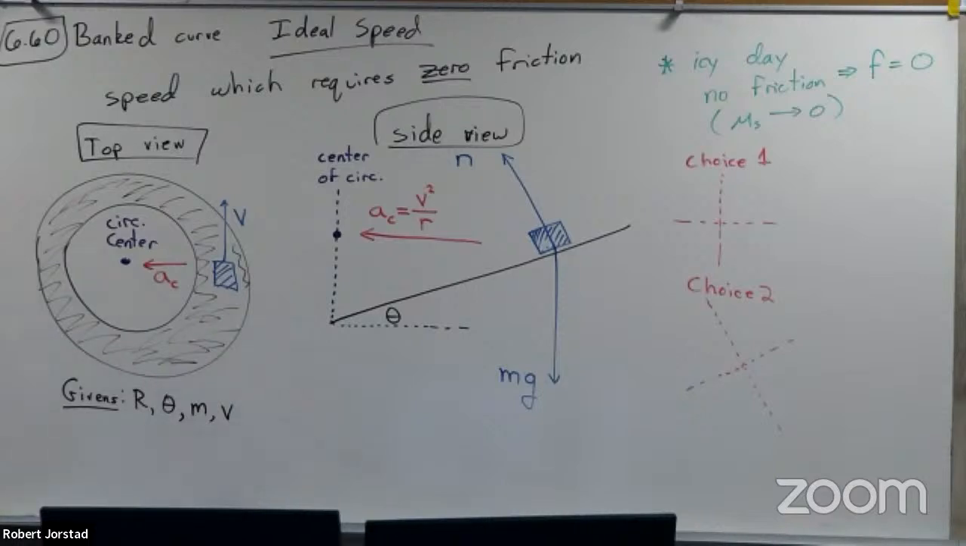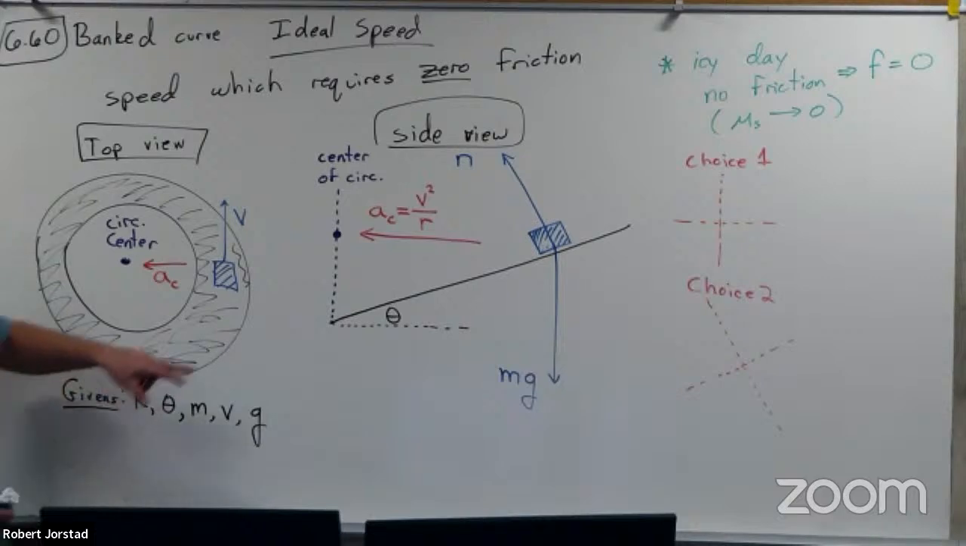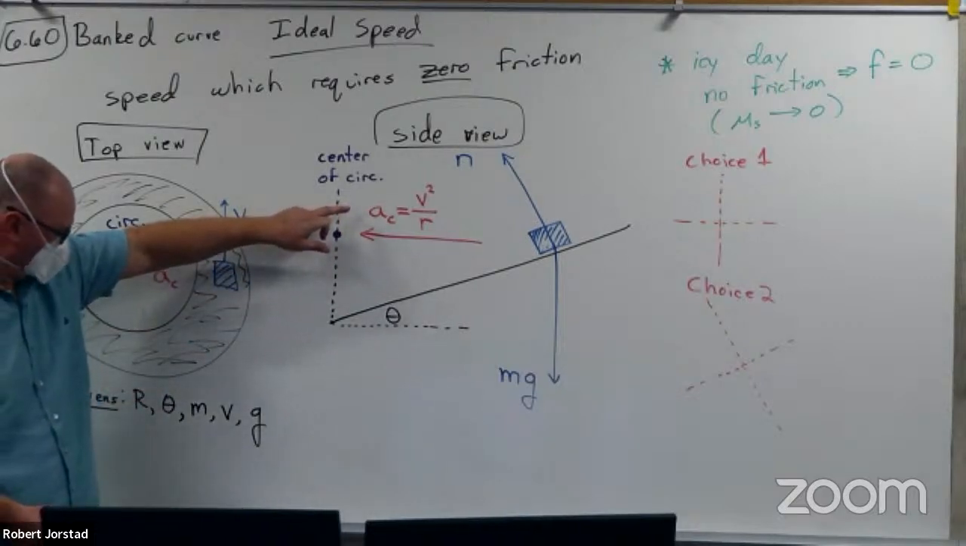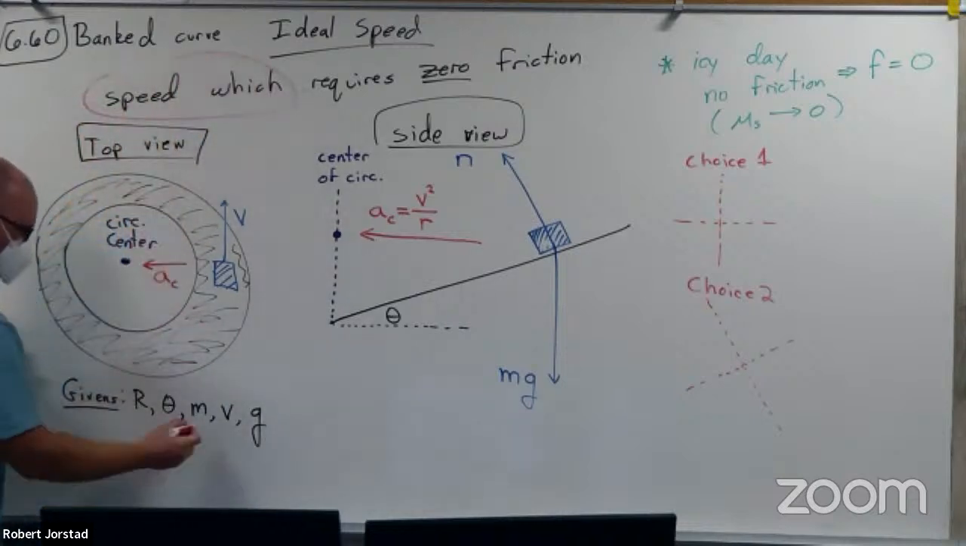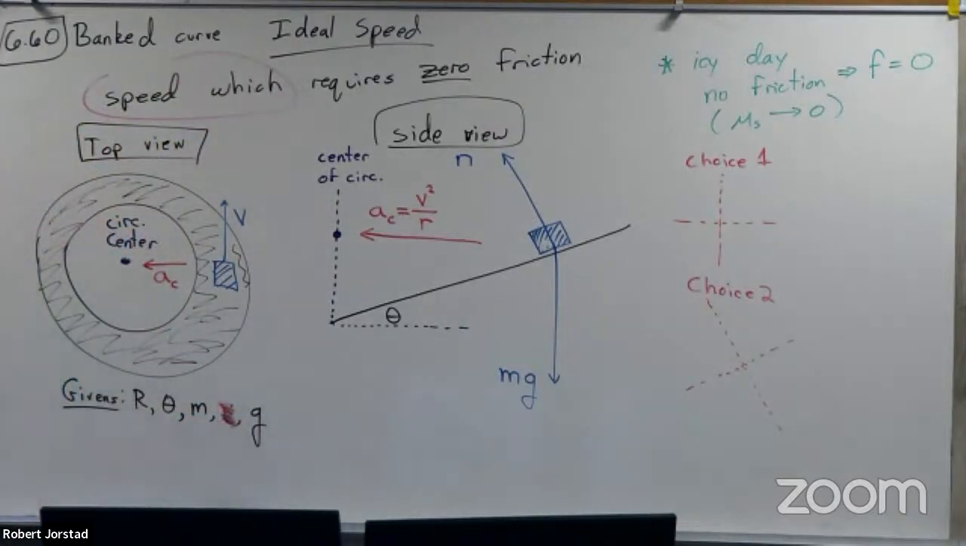Those are our givens. And what planet do you think this is on? Earth. Earth, so we also know G. I haven't seen a lot of banked curves on the moon yet. You never know. All right. So these are our givens. Wait, did I know V? No, wait, V is what we're looking for. We're looking for the speed. I apologize. So this is not one of our givens. Do you agree with that statement now? Sorry about that. We're looking for the ideal speed. V is what we're looking for.